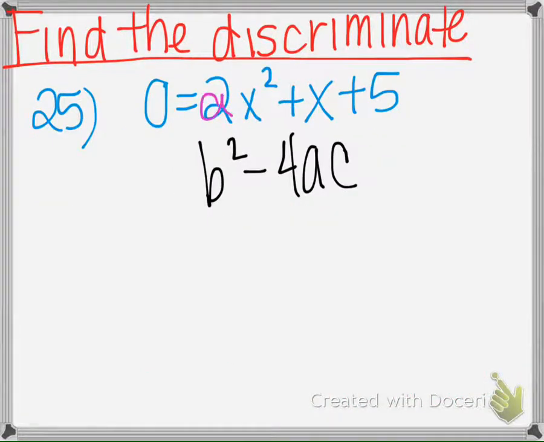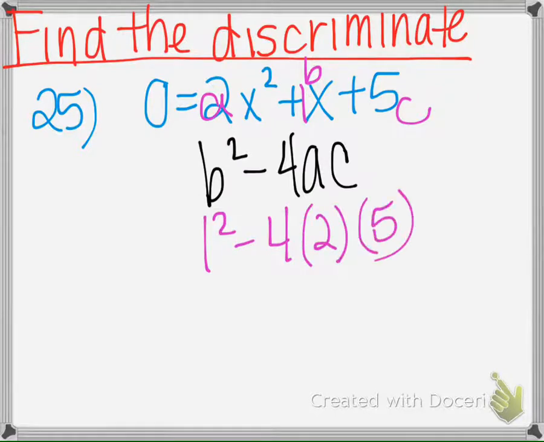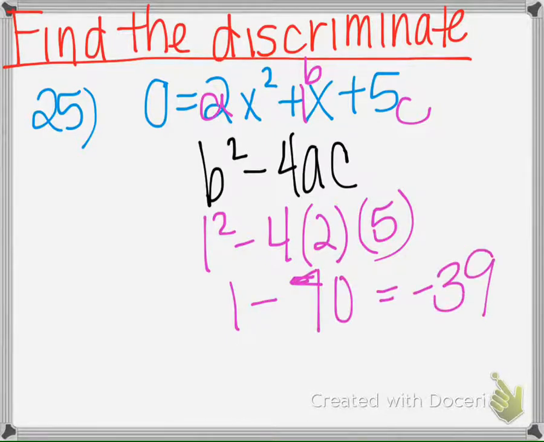Alright, we're going to plug in our A, our B, and our C. So in front of the X there's a 1. And we get -39. So again, the b squared minus 4ac, the discriminant is -39.